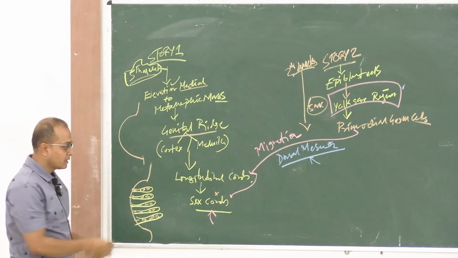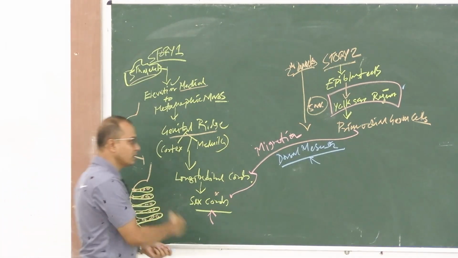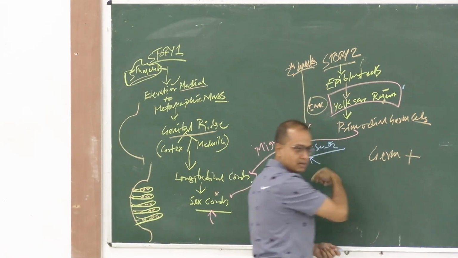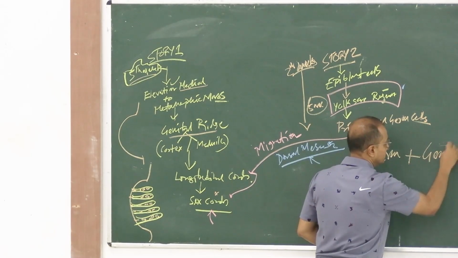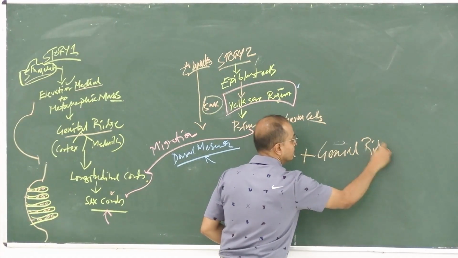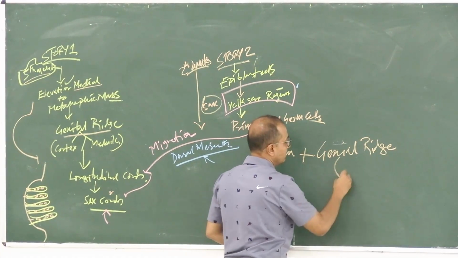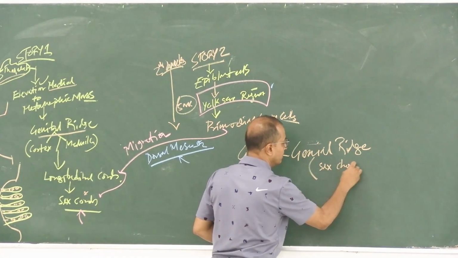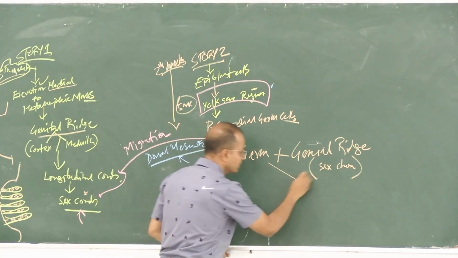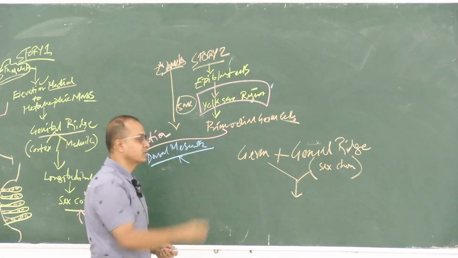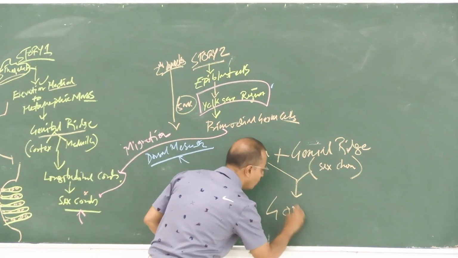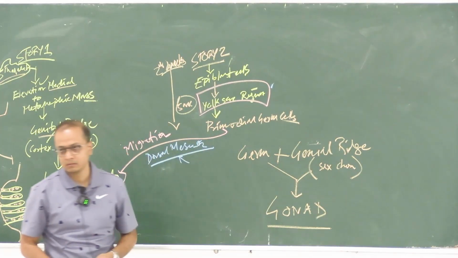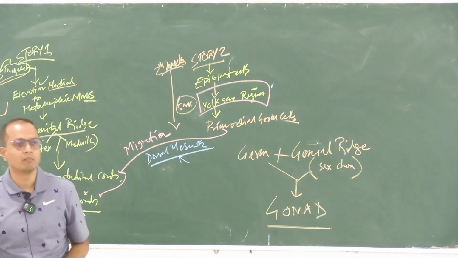Now, once these particular things are complete, the migration is complete. So, germ cells plus genital ridge, which is found in sex cord, by definition, then we call this genital ridge a gonad. So then we have this gonad formed.